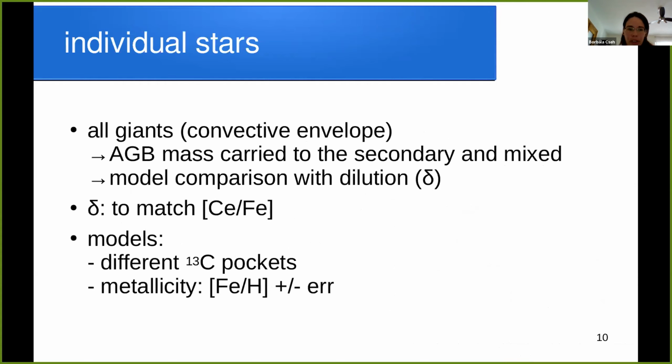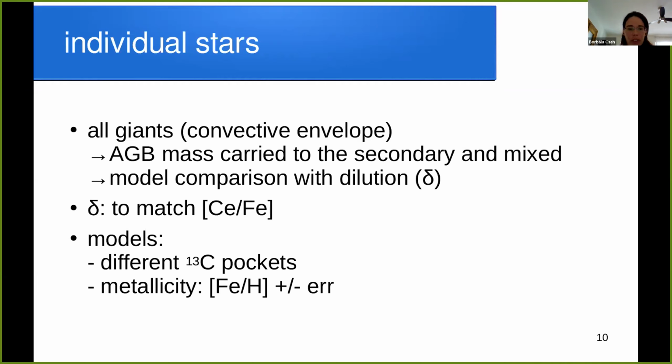So when we compare these stars, as I said, these sample stars are all giants, so they have a huge convective envelope. So when the AGB mass is transferred to the secondary, it is mixed and diluted with the envelope of the barium star, the current barium star. So when we do the model comparison, we have to apply dilution. And we calculated a dilution factor delta to match the cerium over iron ratio of these observations.